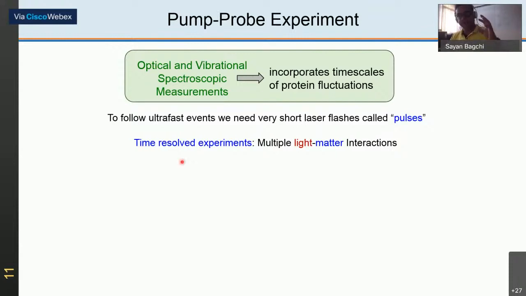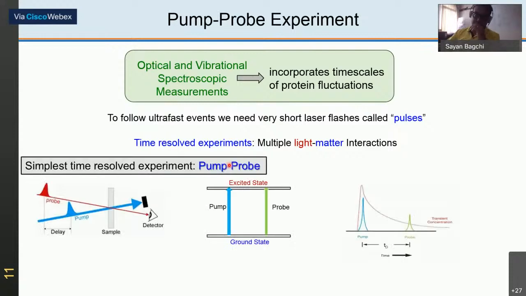The time-resolved experiments, as we know by now, involve multiple light-matter interactions. In a pump-probe experiment, we have a pump pulse which interacts with the system, focused at the sample. The pump pulse excites, let's say, from the ground to the excited state. After a time delay, we bring in the probe pulse. The probe pulse is also focused at the point where the pump pulse was focused at the sample, and the probe pulse, what happens?